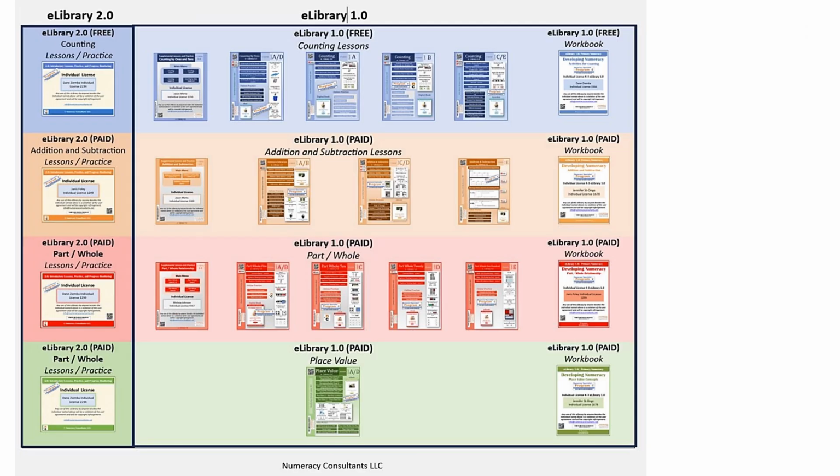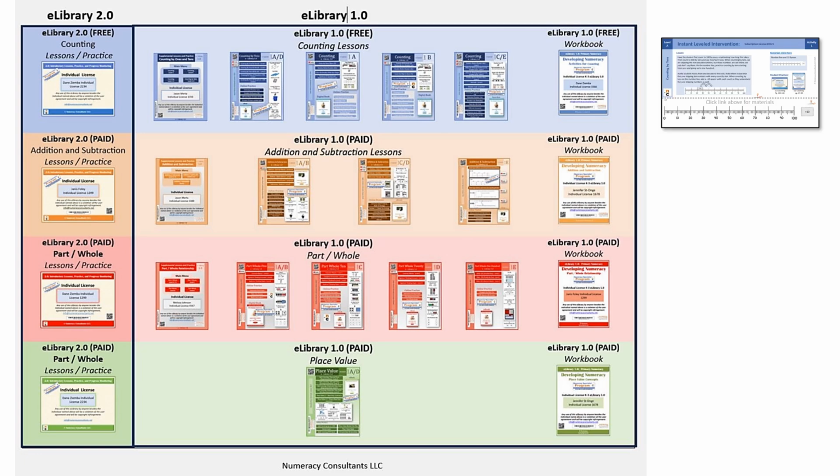Okay, so we'll just go over real quick all the things that you got for free today: the Counting 2.0, counting by ones and counting by tens; the 1.0, counting by ones and counting by tens; the workbook from 1.0, counting by ones and counting by tens. You also got the instant intervention, counting by ones and counting by tens too. So those are all the things that you received today for free.